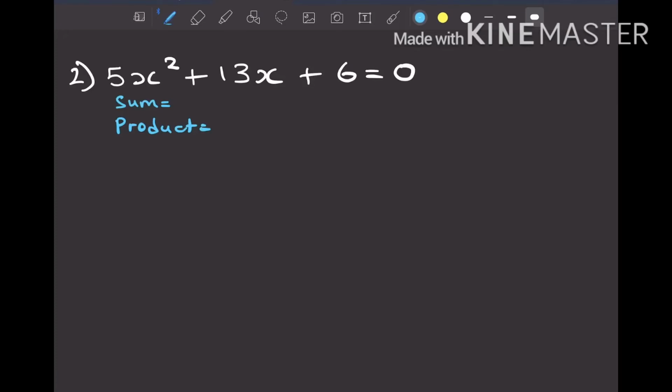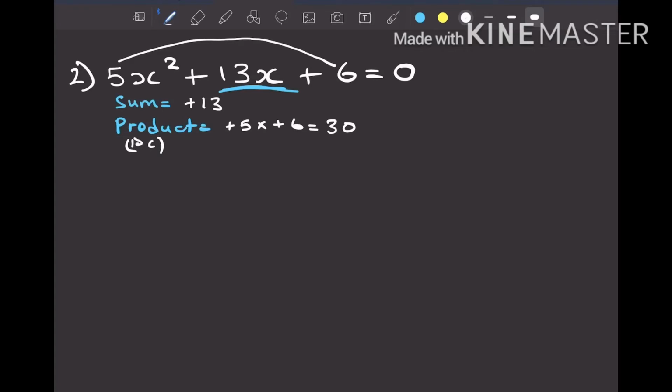So your sum number is always the middle number. So it is a plus 13. And your product number is AC. So it's this A times this C. So a plus 5 times plus 6. That is the same as 5 times 6, which is a plus 30. Yeah? So that's what you get as your product. So your sum number is plus 13. Your product number is 30. They're always given in the equation. There's no exception to this.